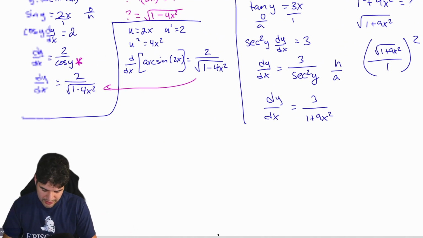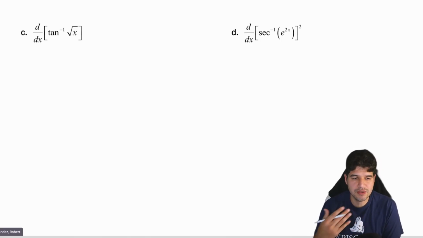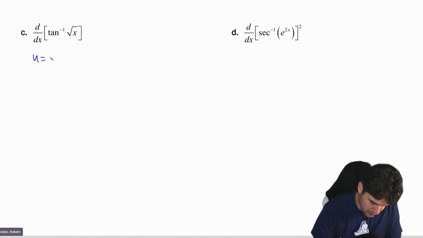We have 2 more examples here, and we could approach these the exact same way, but for these last 2 problems, I'm going to show you again what the memorization technique looks like. We know that u equals the square root of x.